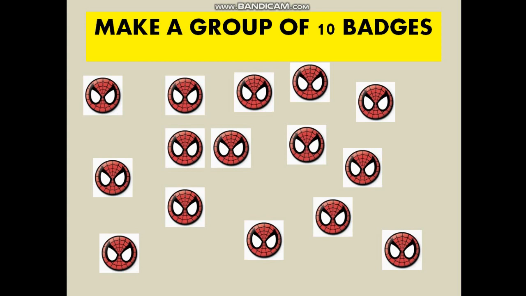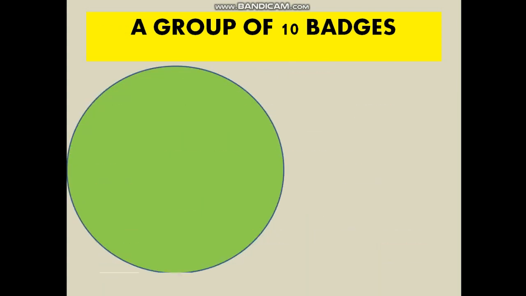Next we have to make a group of 10 badges. These badges Spider-Man wants to give to his best friends. So let us arrange them nicely so that when he comes back, he is able to give them easily. There are so many badges, and what will be left? Let's ask him to give it to us. A group of 10 badges.